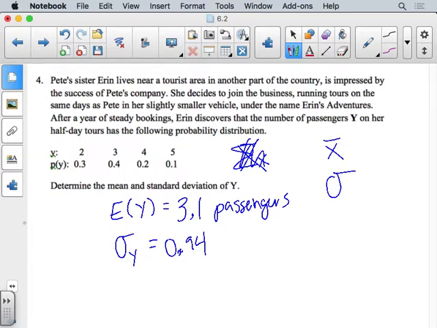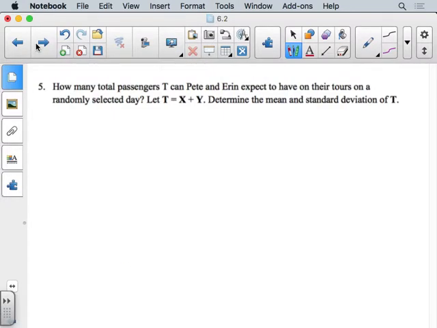Now we're gonna practice combining. So on the back side, number 5, we're gonna use Pete and Aaron together. They're brothers and sisters, so maybe they're gonna combine their stuff together to see what they've got. So how many total passengers, which is event T, is what they're labeling it. So they give you a letter. Can Pete and Aaron expect to have on their tours on a random day? So what can we expect the total amount between those two in passengers?